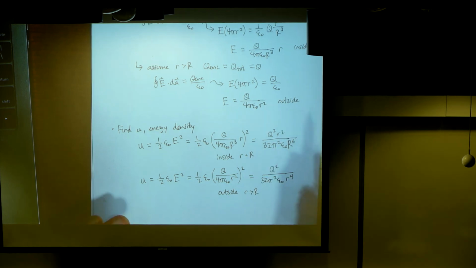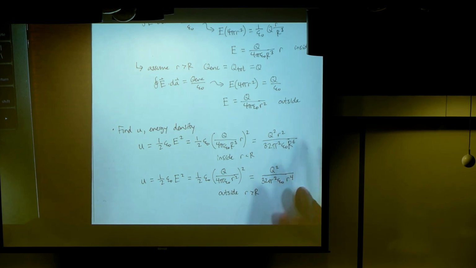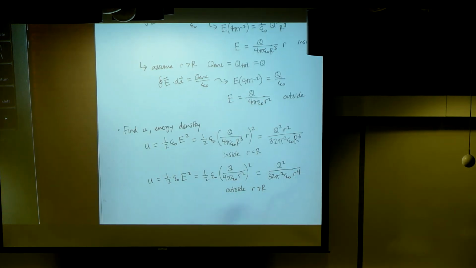So it makes sense on the inside that our energy density is growing with radius, because we keep enclosing more charge as we go out. But on the outside, it's getting smaller with radius. That's what we see here. Okay? So we good on this?